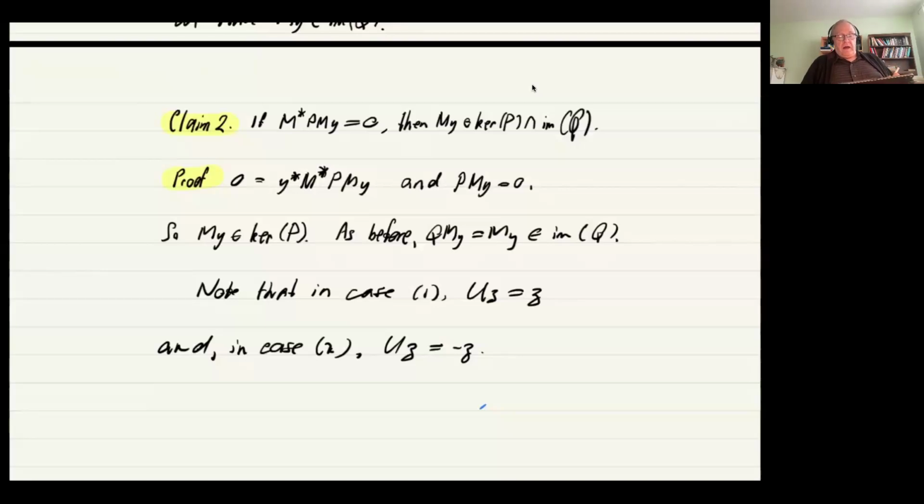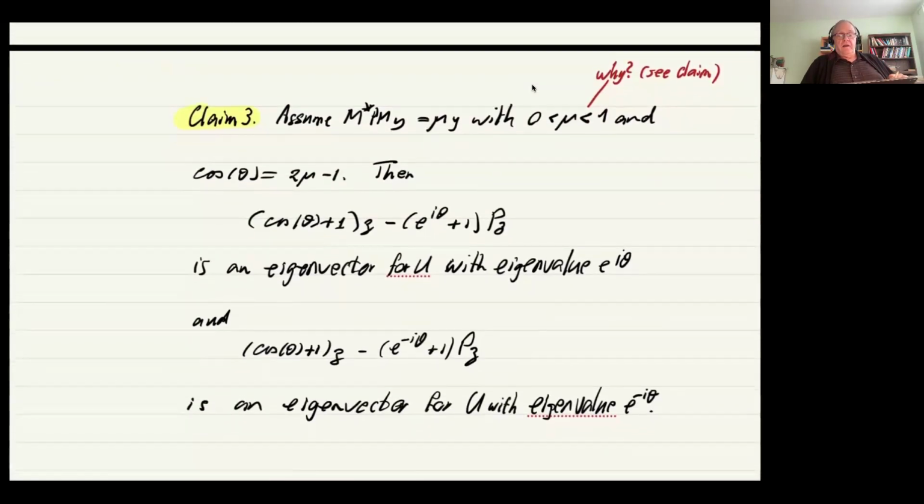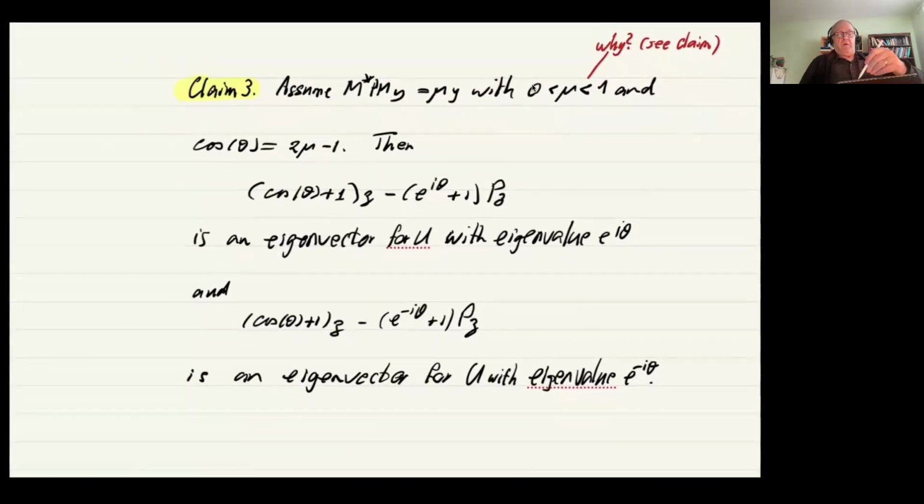Now just as a remark here, note that in the first case you'll find that U is 2P minus I times 2Q minus I, and you get that UZ is equal to Z, and in case 2, you get UZ is equal to minus Z. Okay, so we're taking care of the real eigenvalues of U. And so this is the point where I had to fuss about the largest eigenvalue of PQ. So let's assume now that we've got an eigenvector for M star PM with eigenvalue mu, which is between 0 and 1. Okay, we've done the 0, 1 case.